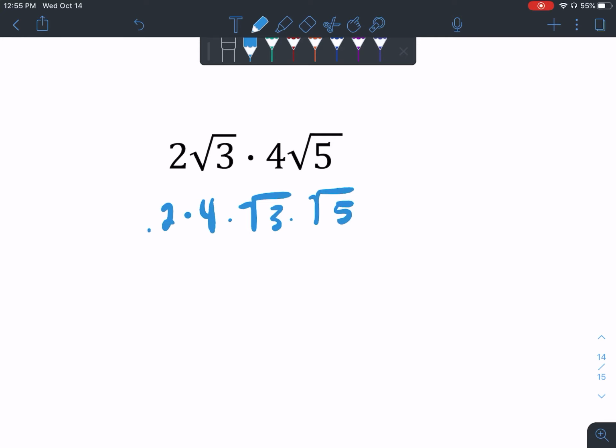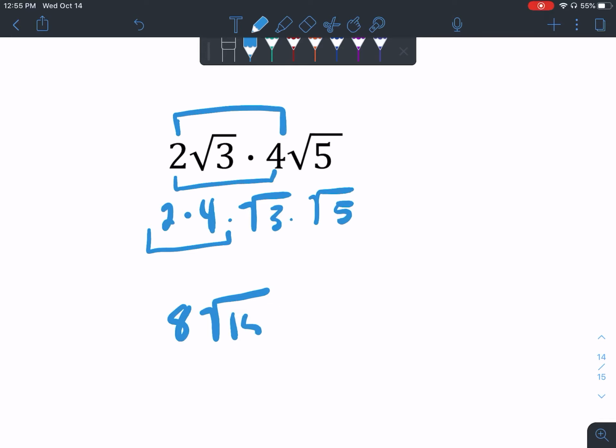When we do that, you can see that we can immediately go ahead and multiply those coefficients. 2 times 4, which is going to give me 8. But then on the inside, it's like, okay, what do I do here? The really cool thing is we can actually, as long as it has the same index, and that is really important, as long as it has the same index, you can actually multiply these together as well. So this would become the square root of 15.